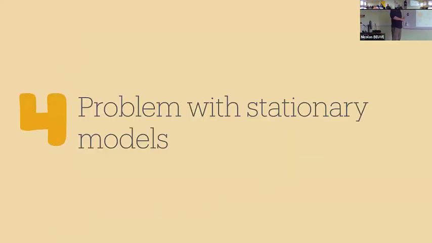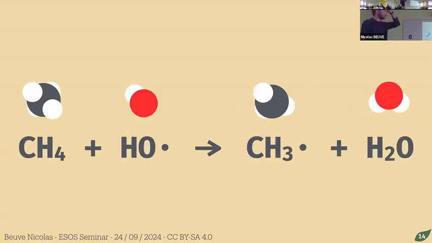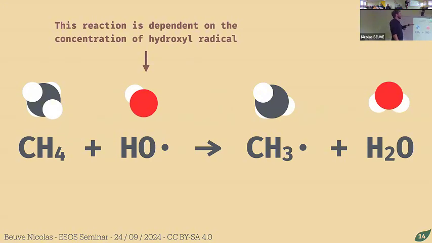Although dynamic LCA helps us to compute a better, or more coherent, LCA, I think it still has a problem. And the problem is that the impact of gases in the atmosphere is not stationary. So here, this is the reaction that occurs in the atmosphere with methane and the hydroxyl radical. When methane is emitted, it reacts with the hydroxyl radical, and this is one of the reasons why methane has a short-lived period in the atmosphere.